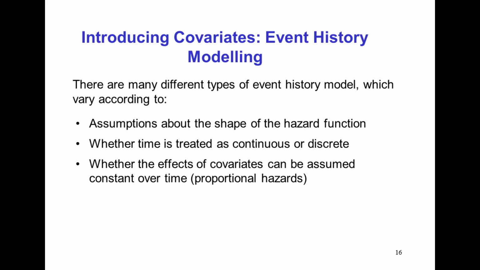Another issue is how you treat time. Now, of course, in reality, an event can happen at any moment in time. All right. People can get married in any particular minute of the day. They can be born at any minute of the day. But you don't have information that precisely. You will often know, especially if you're collecting information retrospectively, you'll only have information, say, to the nearest month or the nearest year. So although the process is continuous, the actual measurement of it is discrete.